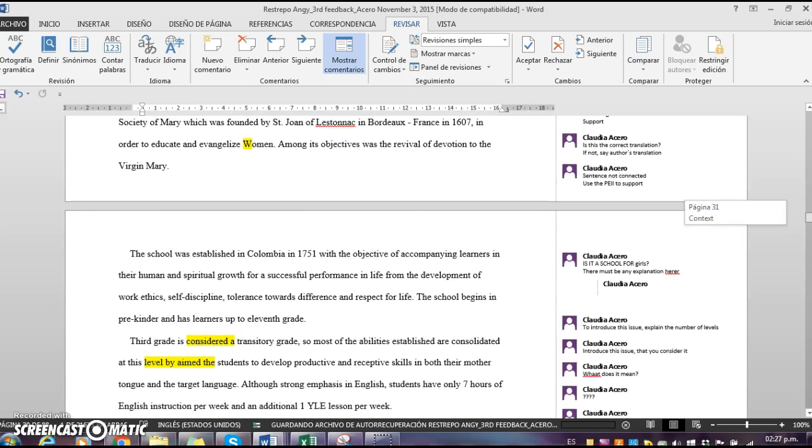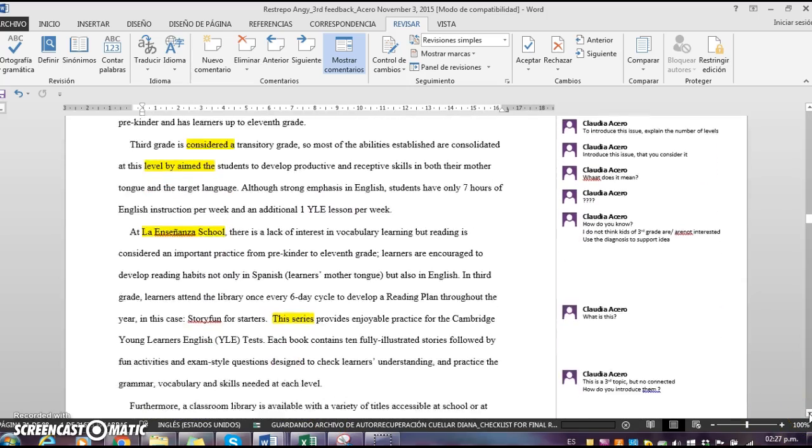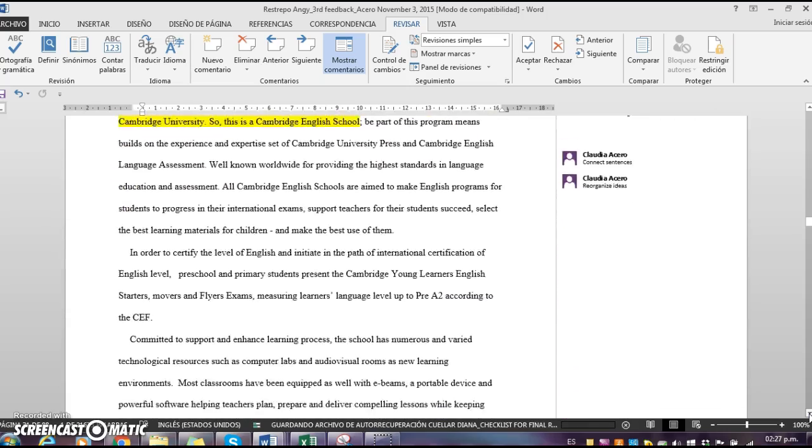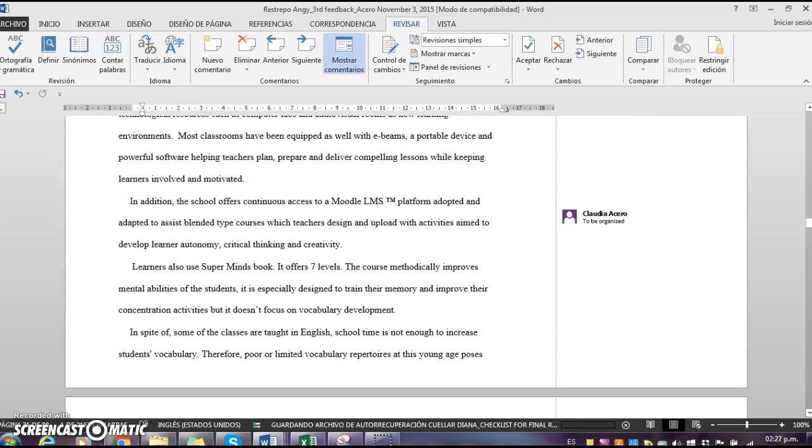There are a lot of language problems, so be aware that you are reporting something that already happened. Be aware that in certain moments of the paper, it's good to include the simple present because it's like a concept, but in some other cases it's better to use the simple past. Be careful with prepositions, with missing articles, with incorrect translations that I found in the test.